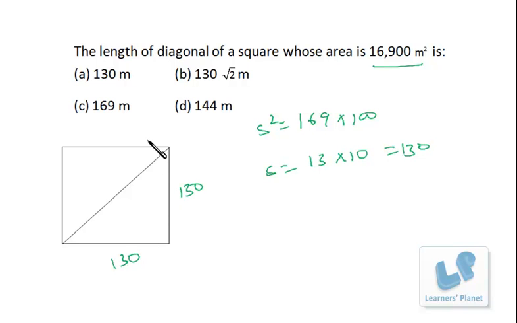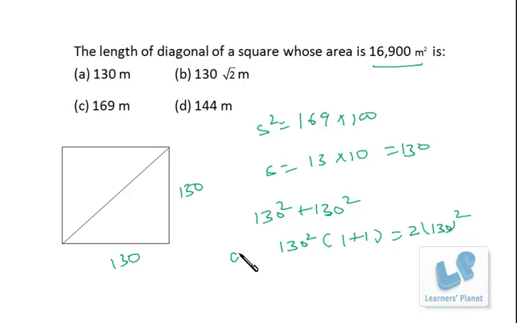Okay. Now we know this is a right angle triangle and we have to find out the length of hypotenuse. So 130 square plus 130 square. Okay. So we can take 130 square as common, then it will be 1 plus 1. So it is 2 times 130 square, that is diagonal square. So diagonal will be what? 130 root 2. Okay. So further, no paperwork is required.